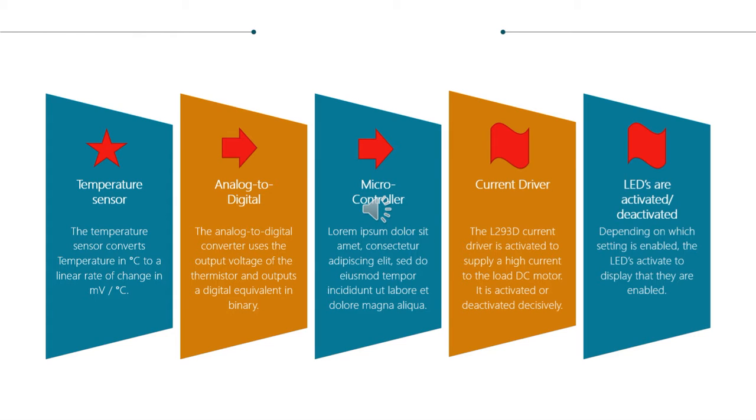Let's look deeper into each process. We have the temperature sensor, also called the thermistor, which is the LM35. The temperature sensor converts temperature in degrees Celsius to a linear rate of change in millivolts per degree Celsius. Next, we have the analog to digital converter. The analog to digital converter uses an output voltage of the thermistor and outputs a digital equivalent in binary. This equivalent moves to the microcontroller.